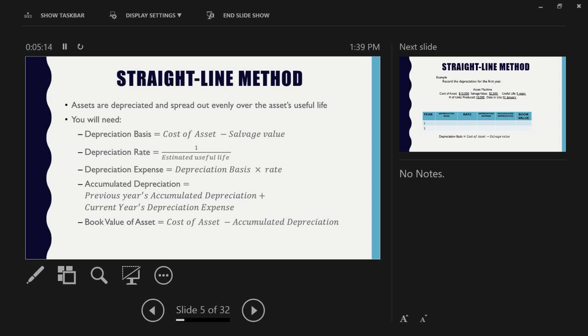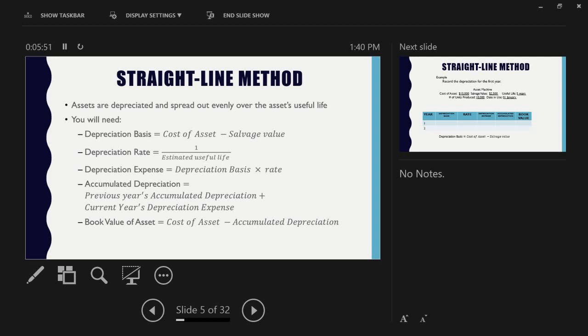The second formula I want you to recognize is the depreciation rate. This is going to be 1 over the estimated useful life, okay? This one is similar to the double declining, which we learned yesterday, except instead of multiplying by 2, it's just one time. And the same thing for the depreciation expense: it's similar to double declining. You're just going to take the basis times the rate.